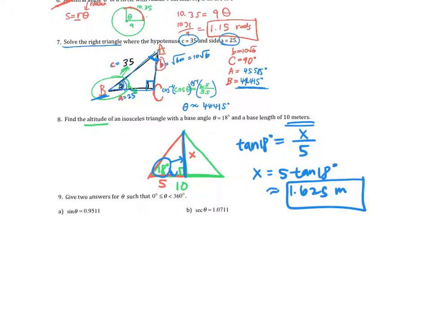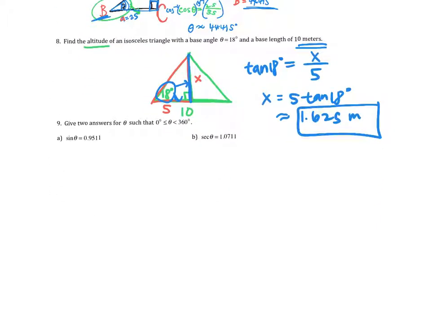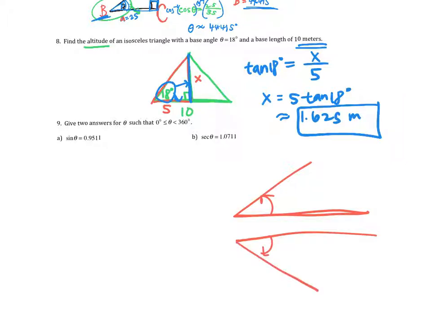I also want to remind you, for word problems, you need to remember angles of elevation and angles of depression. So a quick recap, it's always from the horizontal. Angle of elevation is from the horizontal looking up. Angle of depression is from the horizontal looking down.